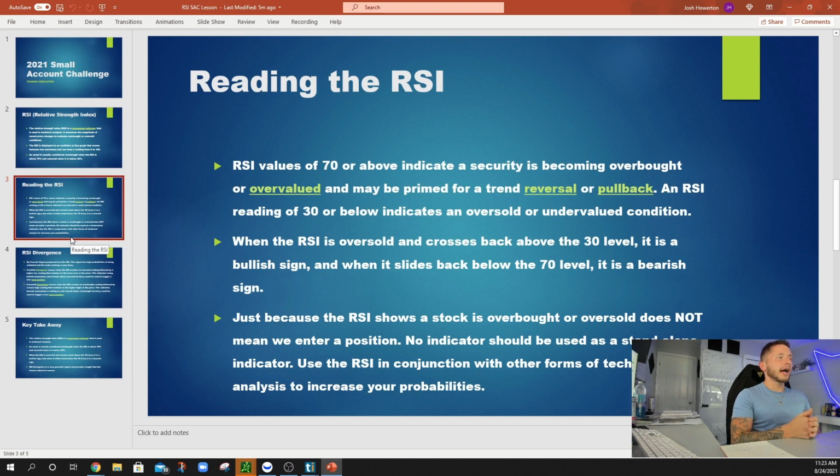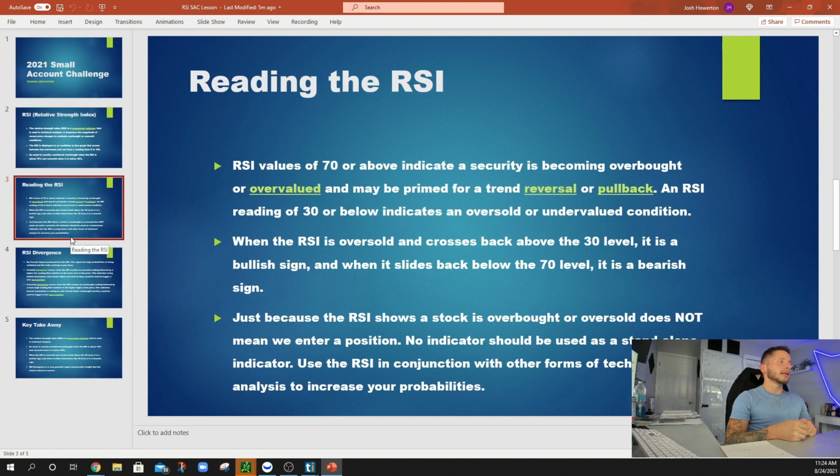The RSI, like every other indicator, needs to be used in conjunction with other forms of technical analysis to increase your probabilities of being on the right side of the trade. So again, just because the RSI is at a 90 doesn't mean you short it. Just because the RSI is at a 10 doesn't mean you go long, right?